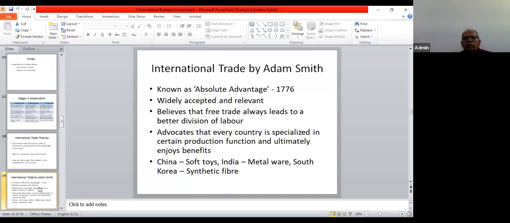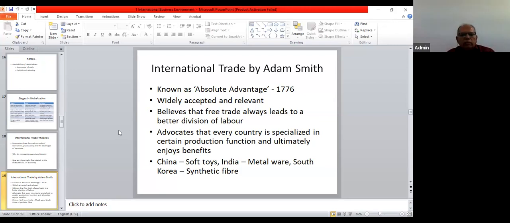Now, this is the trade theory which was developed by Adam Smith. Let us understand what Adam Smith communicates through this theory. Though today we are in 2023, this theory was developed by Adam Smith way back in 1776, almost the 18th century, and it was based on absolute advantage.